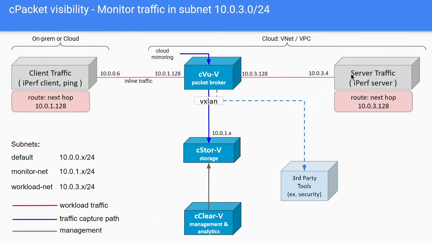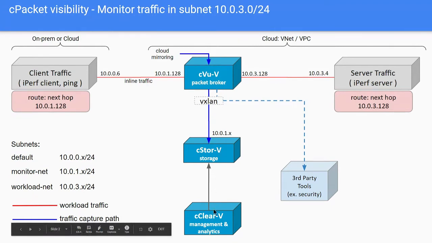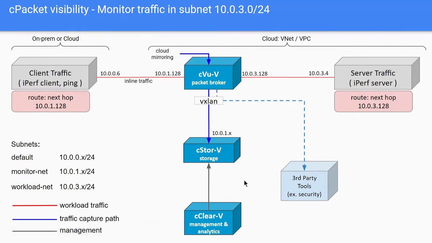Okay, so on the right-hand side here, we have our workload network, the 10.03, and we're just running another workload here. This is a VM. Both of these gray boxes are VMs, and all of these 3 virtual appliances are also virtual machines, and I'll show you that in a few minutes in the Azure console.